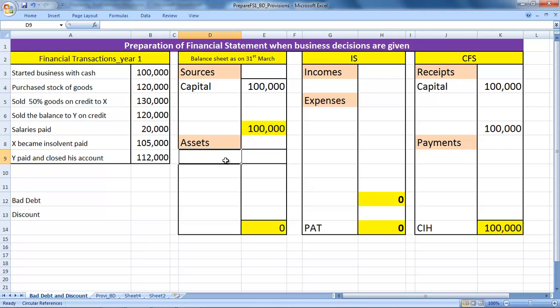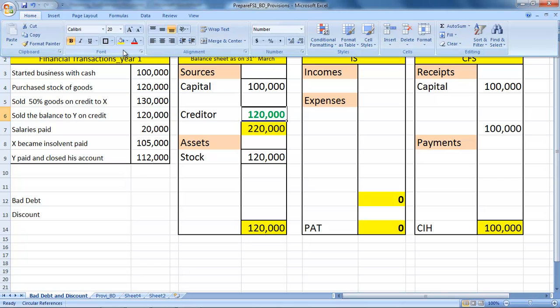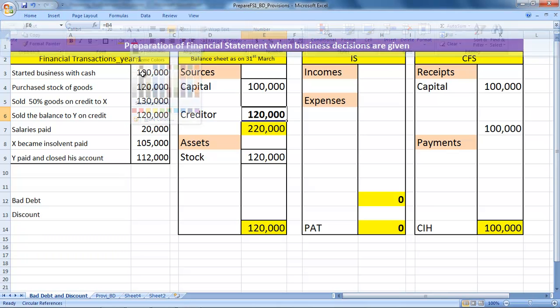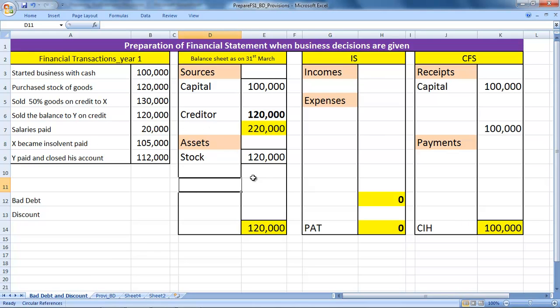So let us buy the stock, and you can take a decision that we will acquire the stock on credit, and let us call that creditor, that is 120,000. And there is no payment to that because we have decided to buy the goods on credit. Now you have stock of 120,000, capital of 100,000, and creditor of 120,000.